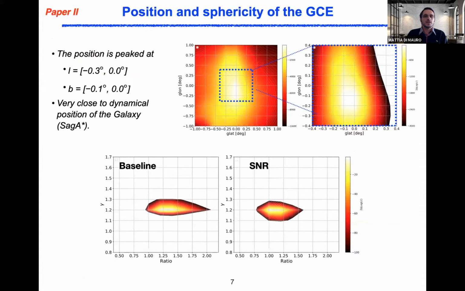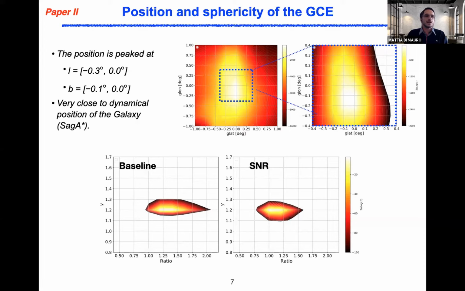Also, the position and the sphericity is something that we need to test. So running the likelihood analysis with the position of the dark matter template changed at different locations in the galactic center region, we find that the position is very well centered close to the dynamical center of the Milky Way. In fact, you see in the two plots on the bottom part of the slide, this is the likelihood as a function of longitude and latitude. So a brighter color means that that position is preferred, and the preferred positions are very close to the center of the galaxy.